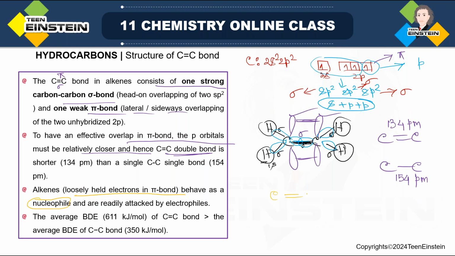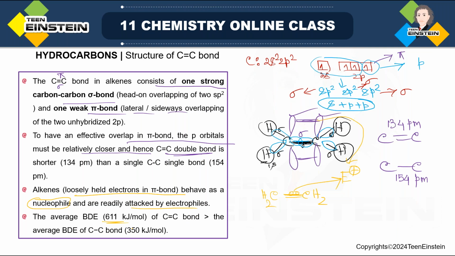So when you have a C=C double bond, just take the example of ethylene, the simplest one. The electrons involved here are very loosely held. So if you have any good electrophile in the medium, the electrons of this nucleophile can be easily attracted to this E plus. So in the presence of an electrophile, they are readily attacked by the electrophile.